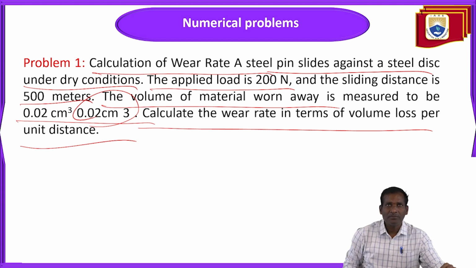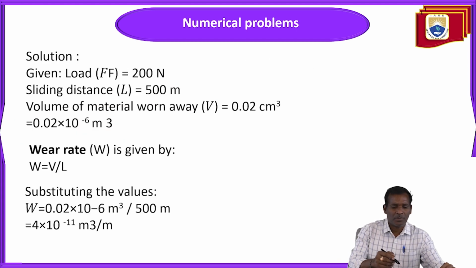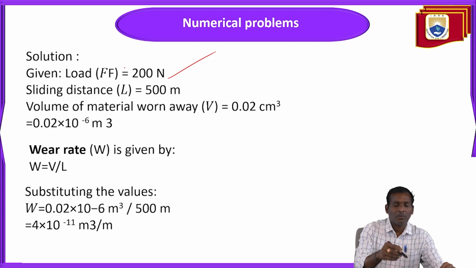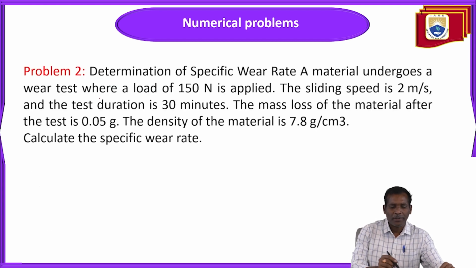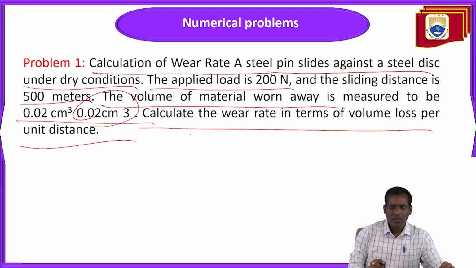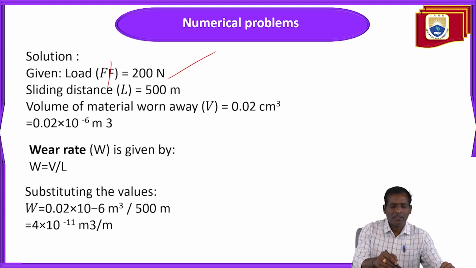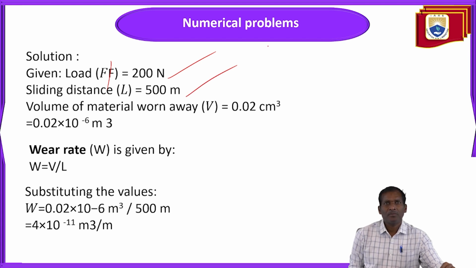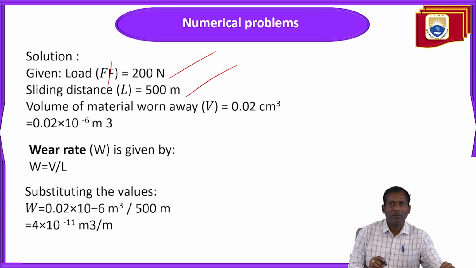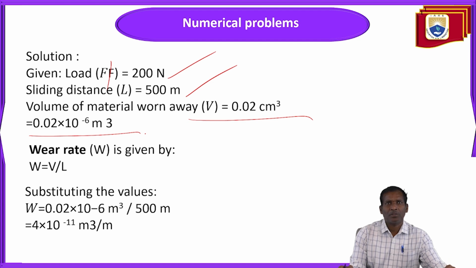How do you calculate? The solution: first write the given load, that is F, 200 newtons, and then the sliding distance, 500 meters. The volume of material worn away is 0.02 cm cube. Convert into meters: 0.02 into 10 to the power minus 6 meter cube.